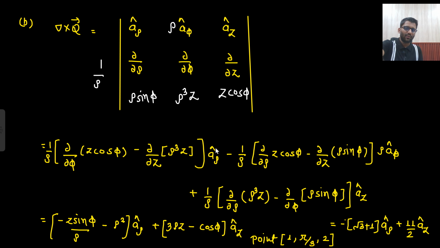So first a rho cap will come, then 1 by rho is outward only. 1 by rho will come with everyone. So do not forget it. A lot of times even I forget this 1 by rho. So do not forget this 1 by rho. Okay. So 1 by rho will come everywhere.